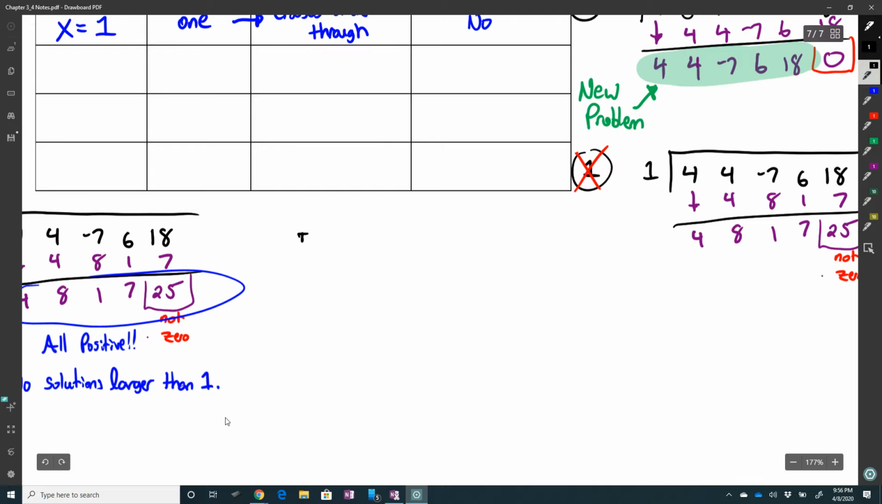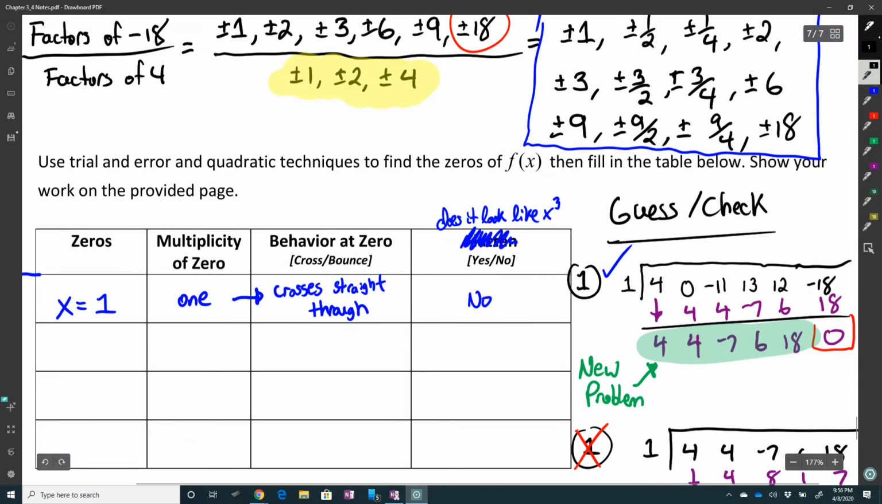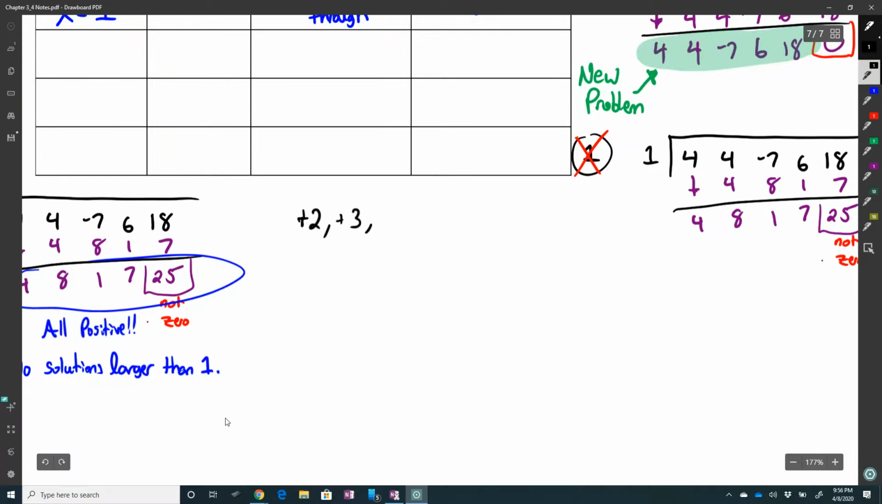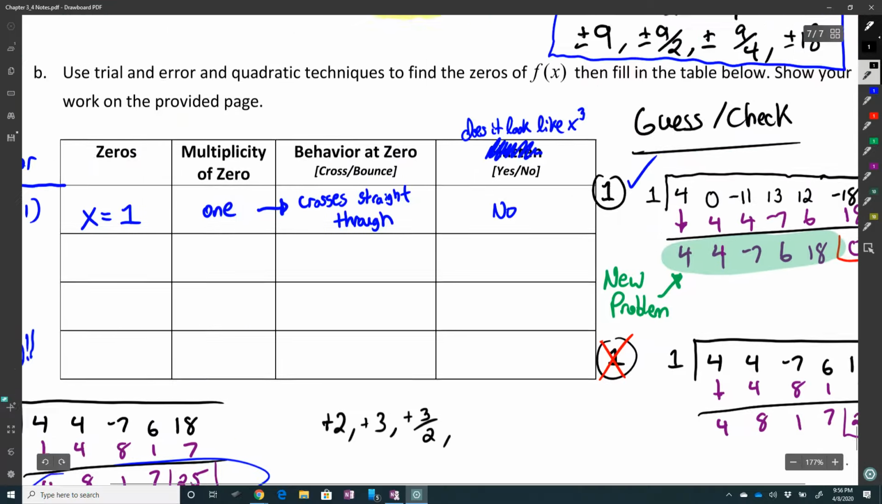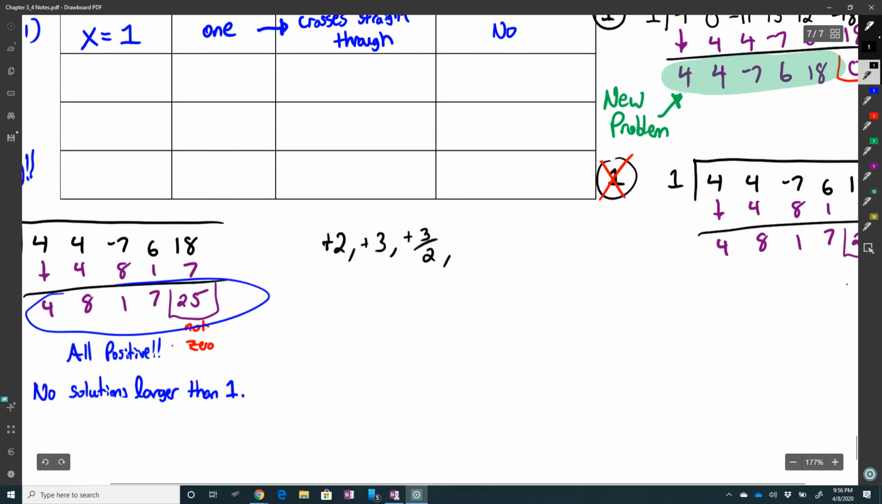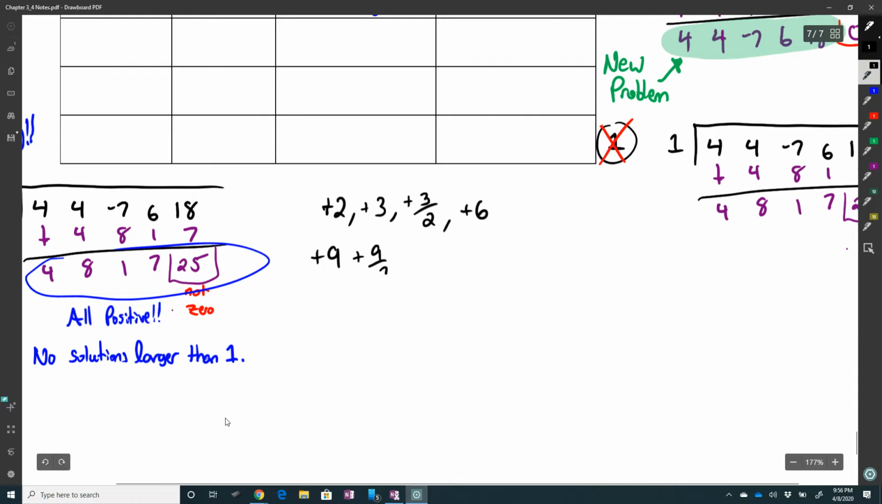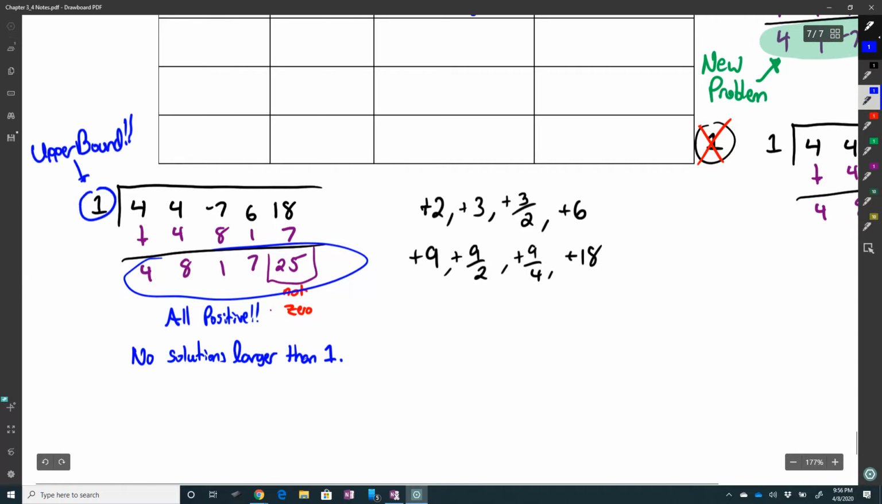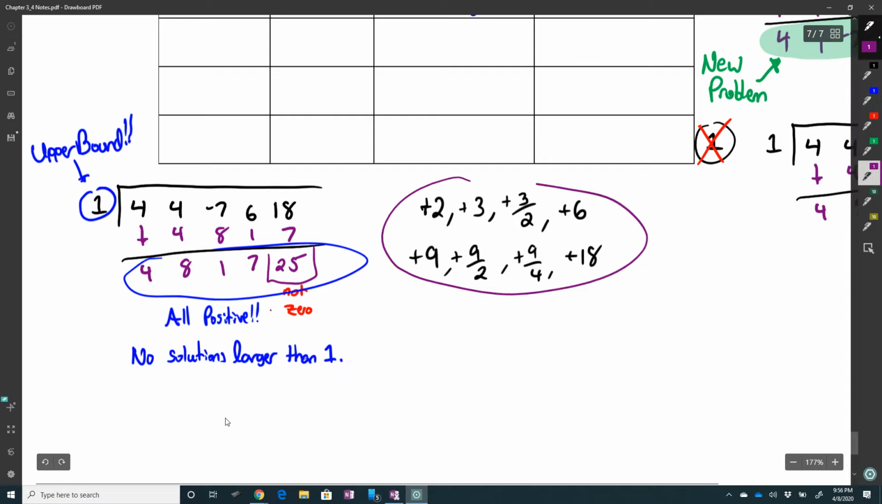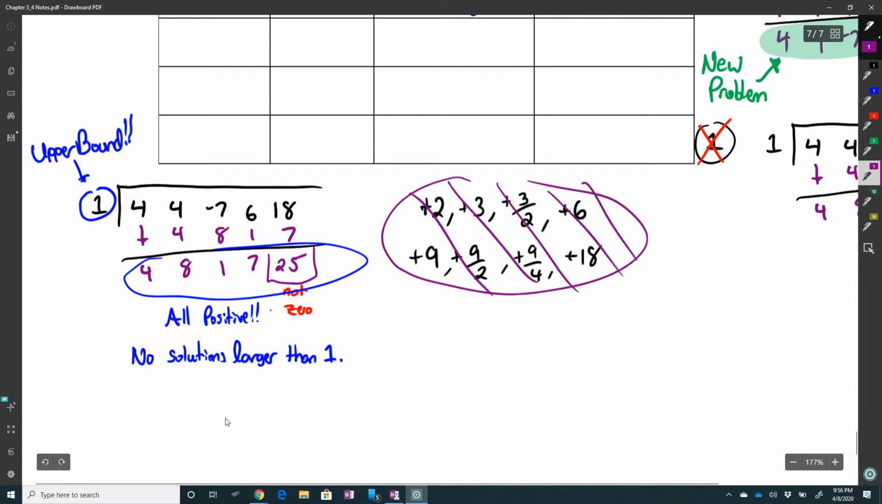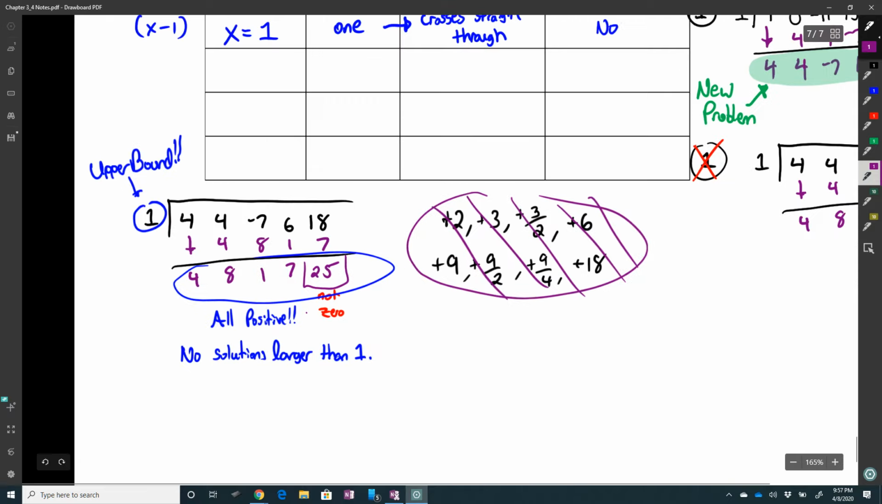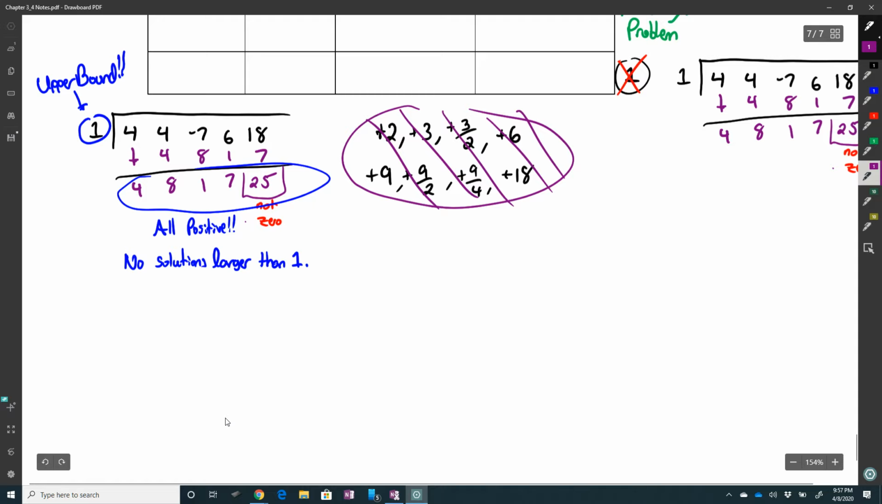So that means plus 2 gets eliminated, plus 3 gets eliminated, plus 3 halves gets eliminated, plus 6, plus 9, plus 9 halves, plus 9 fourths, plus 18. Okay, so if you notice that everything's positive, sometimes you can eliminate a lot of answers. There's no point in trying them. They're not going to work. All right, so now let's keep on chugging.